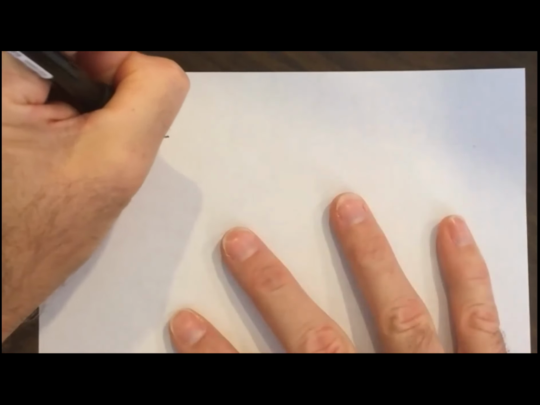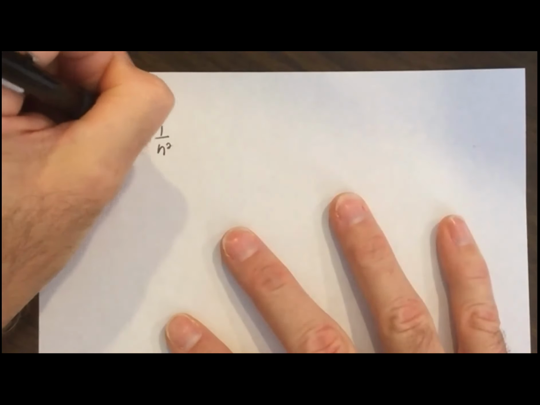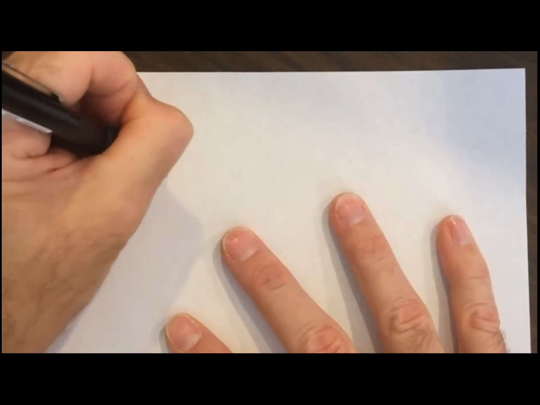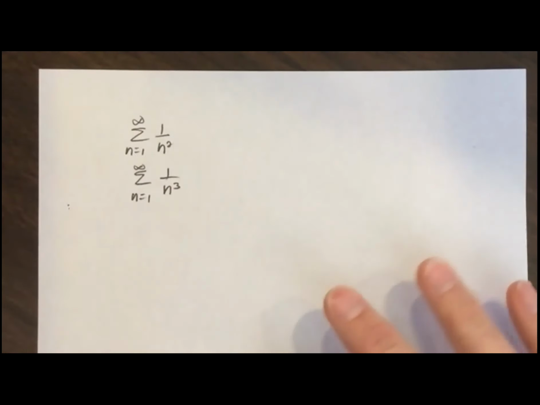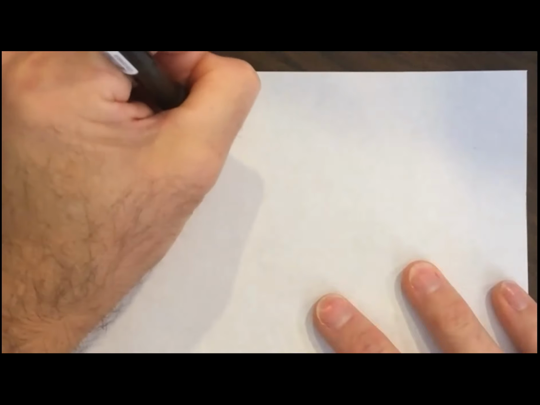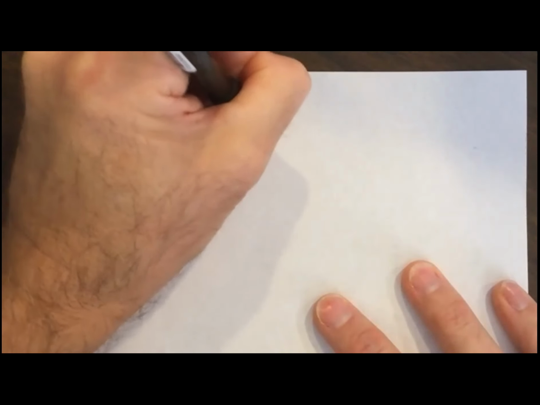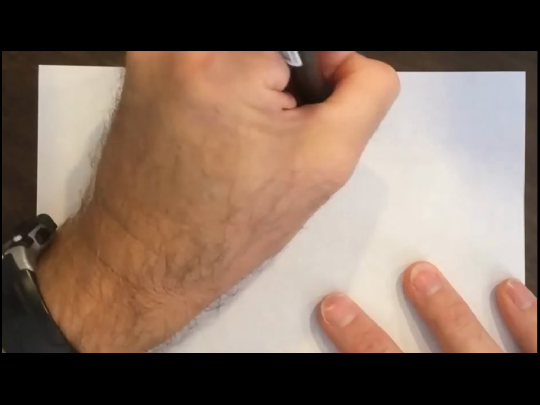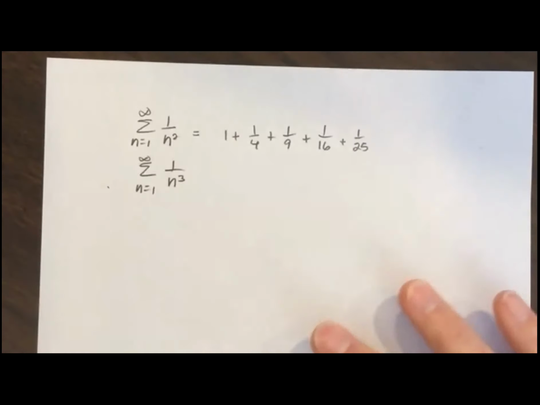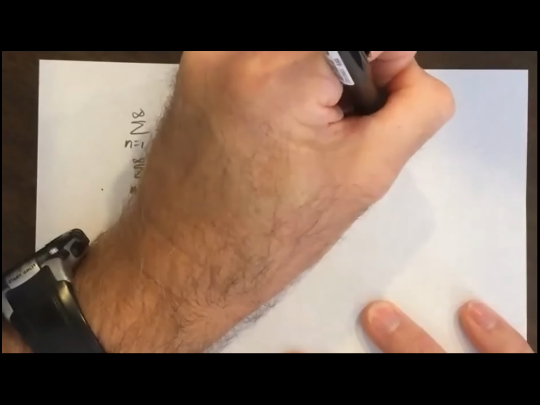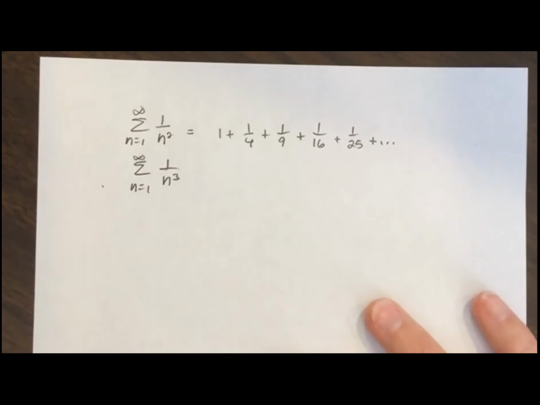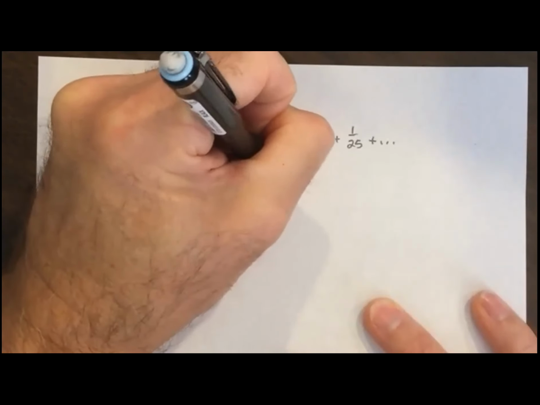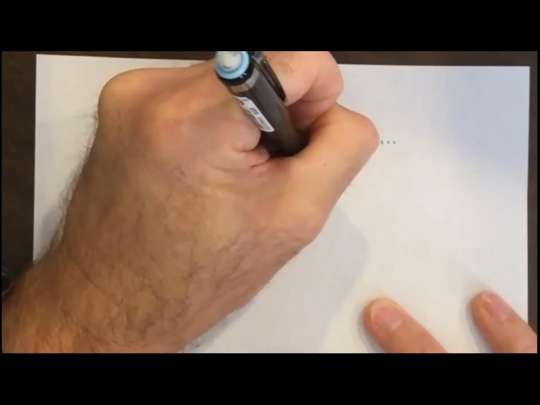All right, so let's look at 1 over n squared, and let's look at 1 over n cubed. So let's write a few out. I get 1 plus a quarter plus a ninth plus a 16th plus a 25th, plus dot, dot, dot. And down here I get what? 1 plus an 8th plus a 27th plus an 81st. Is that right? No.